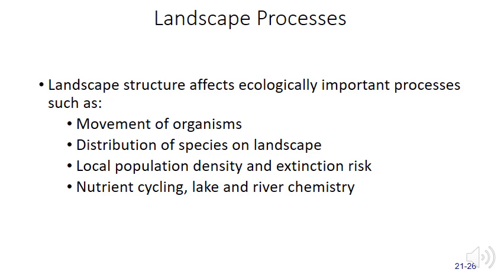So understanding and measuring or quantifying landscape structure is important because landscape structure affects ecologically important processes. So these landscape processes, like the movement of organisms, distribution of species, local population densities or extinction risk, as well as things like nutrient cycling and the chemistry of lakes and rivers, all of these things are affected by landscape structure. And so we'll talk about some examples of how landscape structure affects some of these landscape processes.